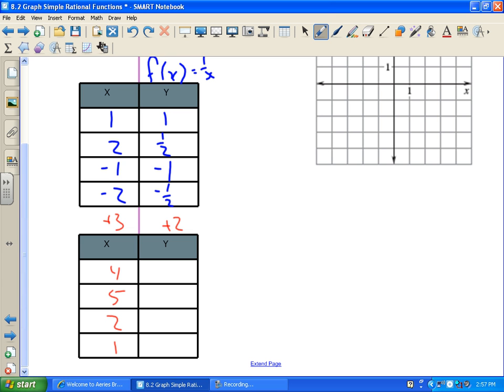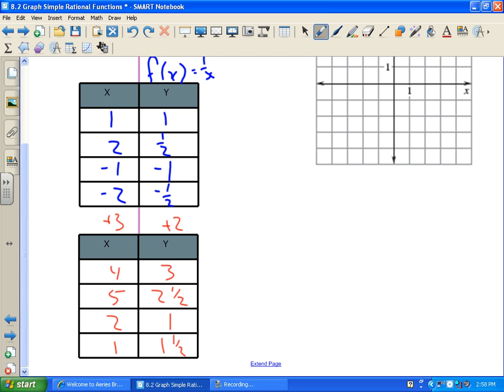My changes for my y values now, I'm adding 2. 1 plus 2 is 3. 1/2 plus 2 is 2 and 1/2. -1 plus 2 is 1. -1/2 plus 2 is 1 and 1/2. I visualize that as 2 minus 1/2. 2 pies, and you eat half a pie, you have 1.5 pies left.